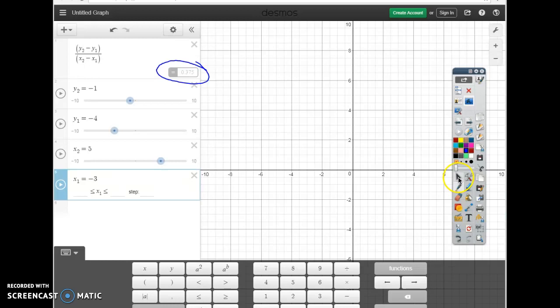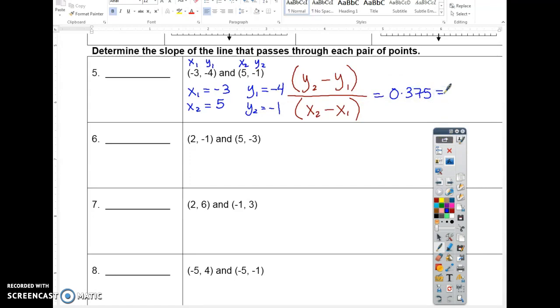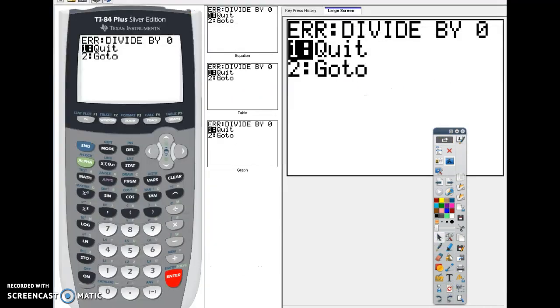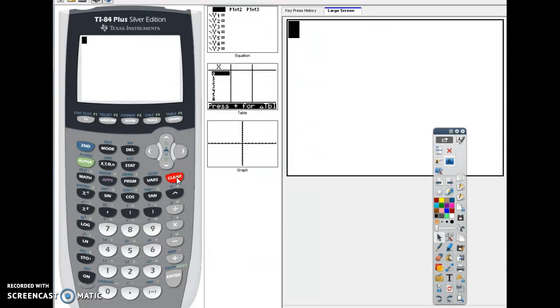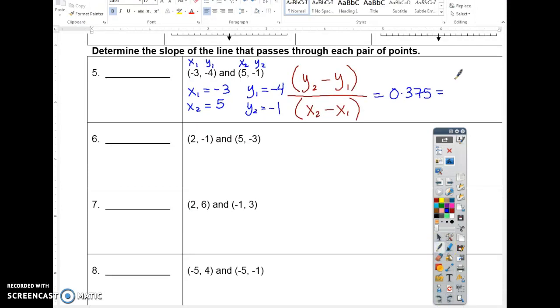So it's 0.375. So right here, I'm going to put that my slope equals 0.375, and I have to change that to a fraction. So in the calculator, right here, you're going to type 0.375, math, enter, enter. And it gives us the fraction, which is 3/8. So my slope for problem number 5 is 3/8. Okay? And I would put it right here, m equals 3/8.